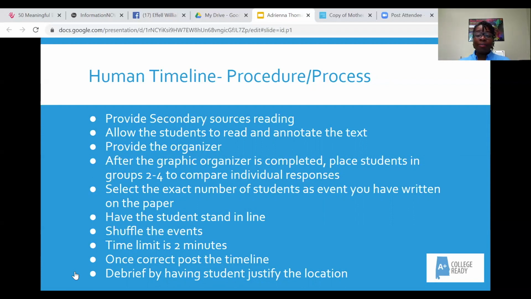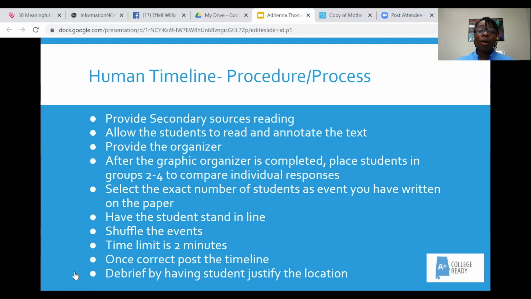Now they've read the information. They know in their view how it should be placed in order. And so you're going to say, I want you to stand in line. While you're in line, you're not able to talk. You're not able to make any hand gestures, but I'm going to give you these events in newspaper headlines. And as a group, you're going to be required to place these events in order.